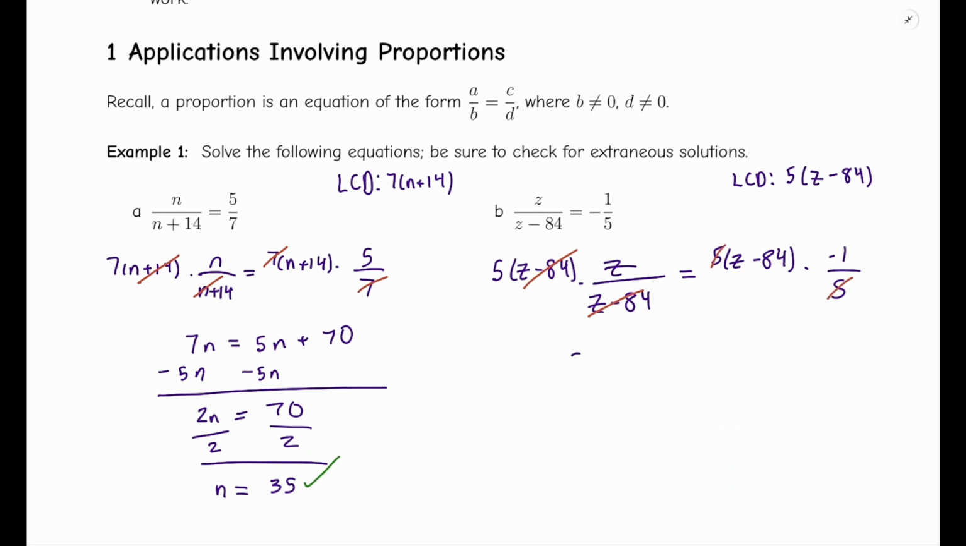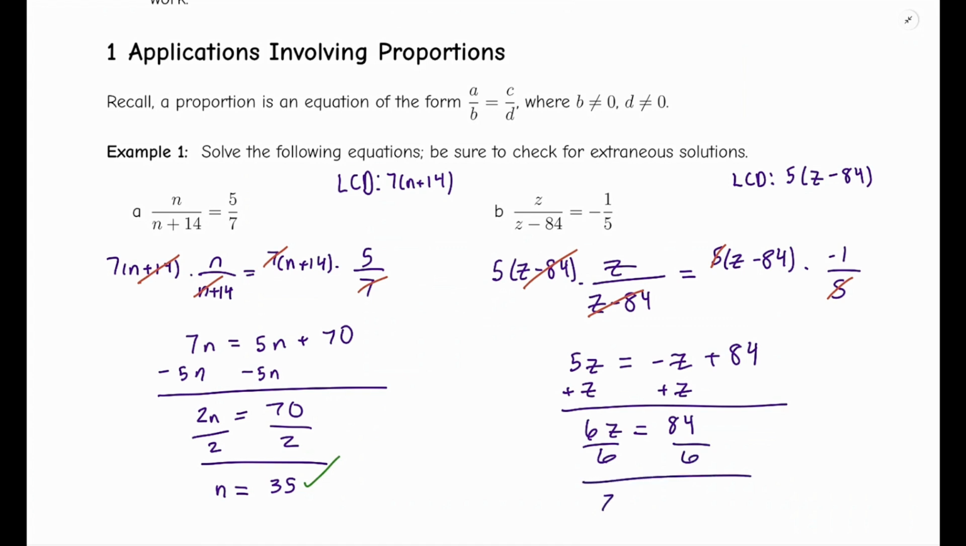And we're left with 5z equals negative z plus 84. Add z to both sides. We get 6z is equal to 84. Divide by 6, divide by 6. We get z is equal to 14. If I think about plugging that into the LCD, that does not make it equal to 0. So this is a solution.